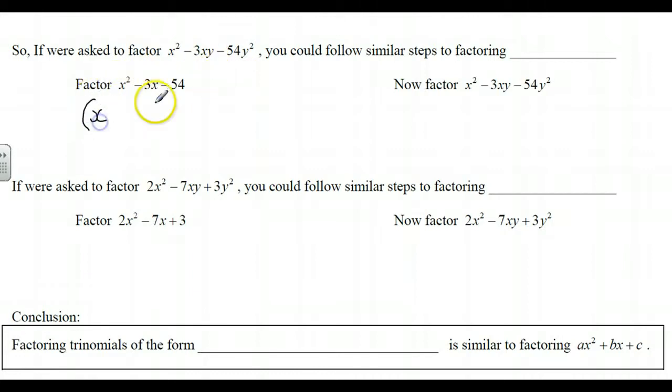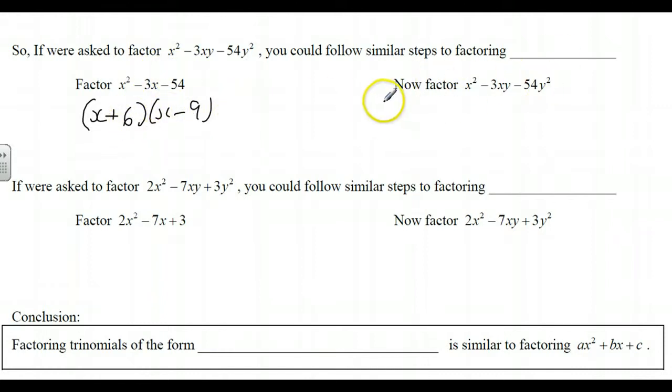So what am I going to do? I'm going to say x and x. That's a minus. So I've got a plus and a minus. Two numbers that multiply to 54 and differ by 3. Pretty sure that's 9 and 6. And the larger one is negative. Check this. x squared minus 9 plus 6 is minus 3 minus 54.